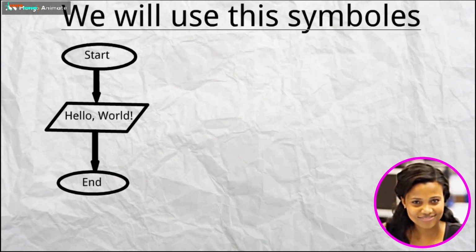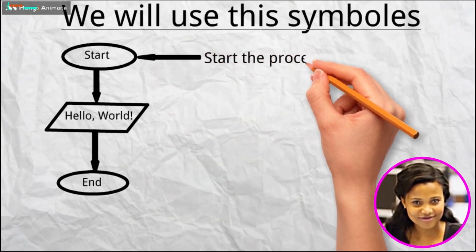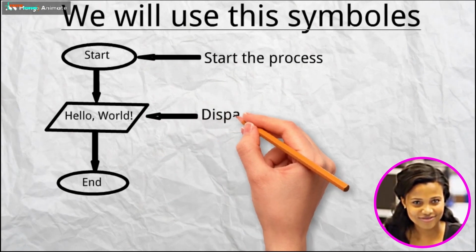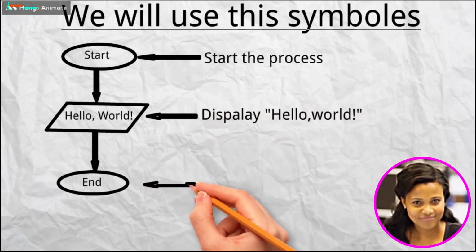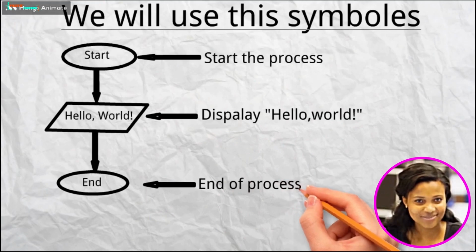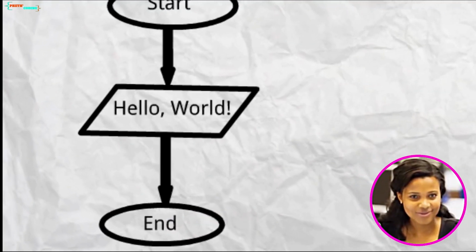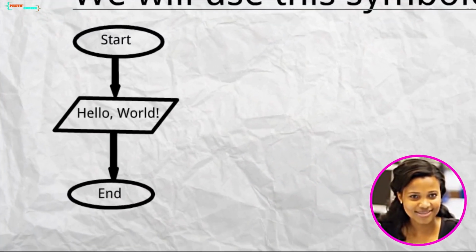Let's break it down. Start symbol. Our process begins here. Display symbol. This shows the message, Hello World. End symbol marks the end of our process. Look at how we've represented our process step by step using symbols.